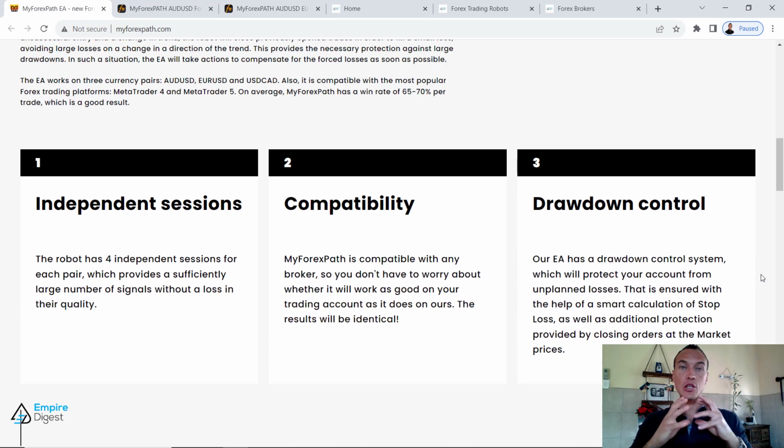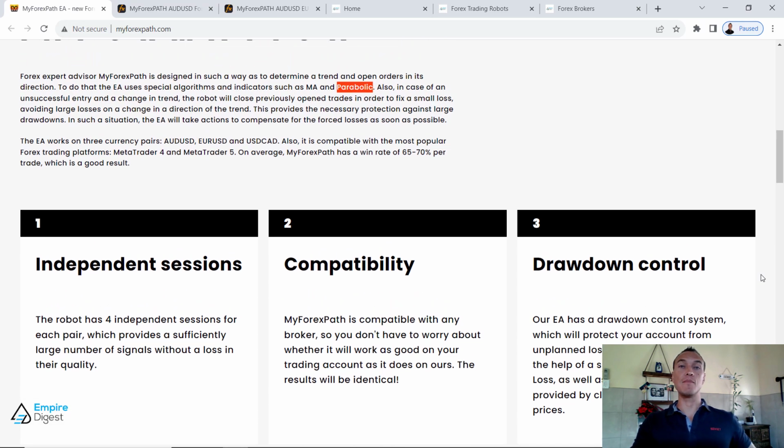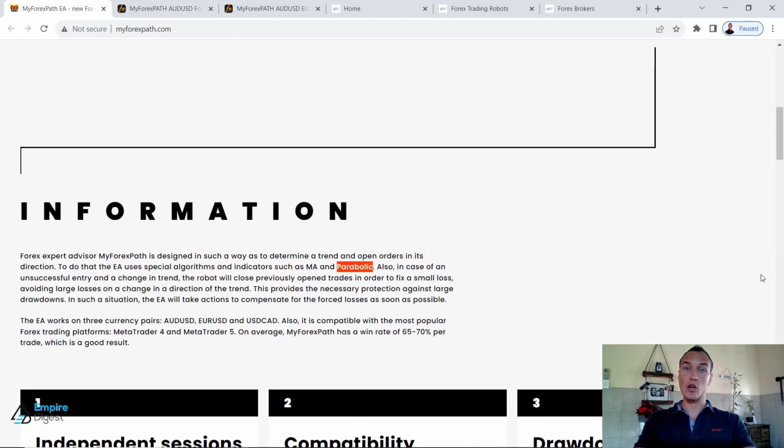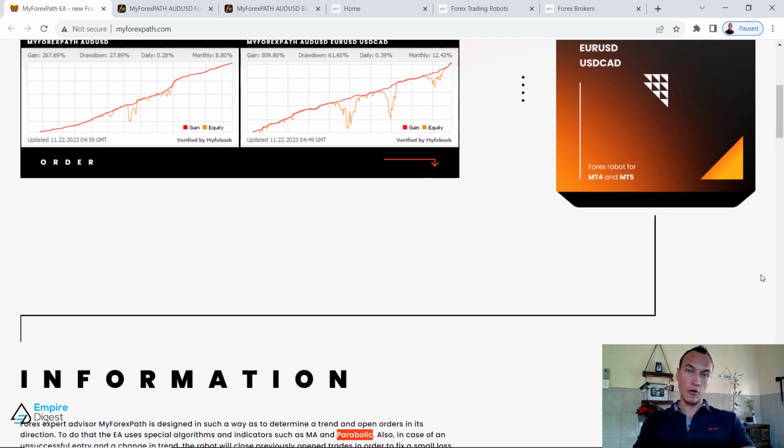There's a lot of things to look at when it comes to Forex trading robots. And if your risk is too high and the consistency or the overall profit of the robot is not good, then eventually you're going to end up losing a lot of money.